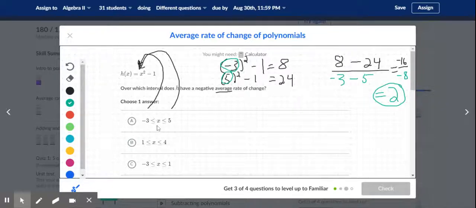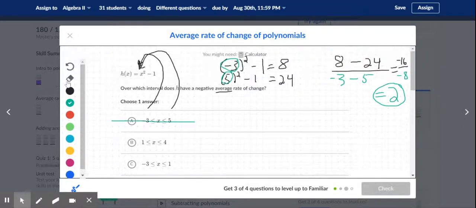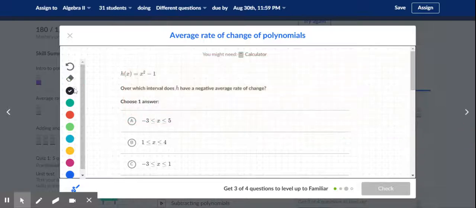So is letter A's average rate of change negative? No. I'm going to repeat the same thing for letter B, C, and D, right? So if I do the same thing for letter B, I plug in 1. I plug in 4. I end up with 0, and I end up with 15.